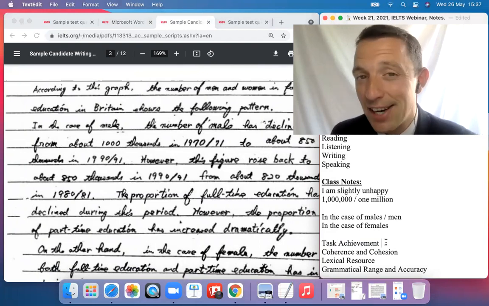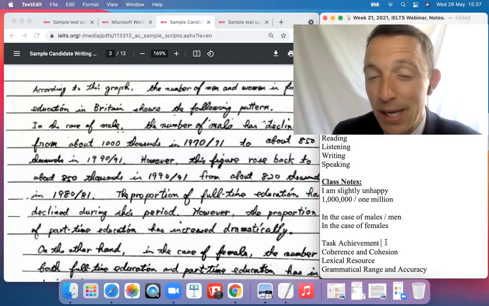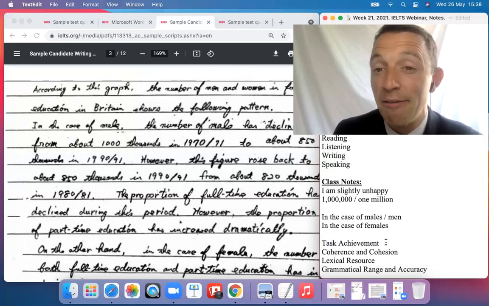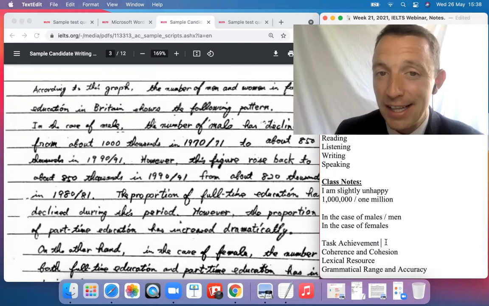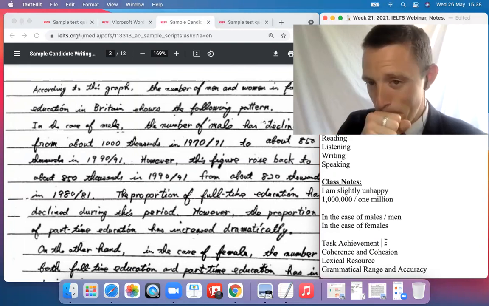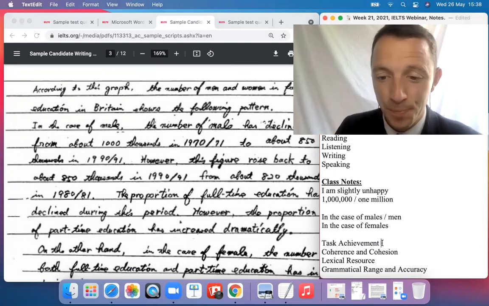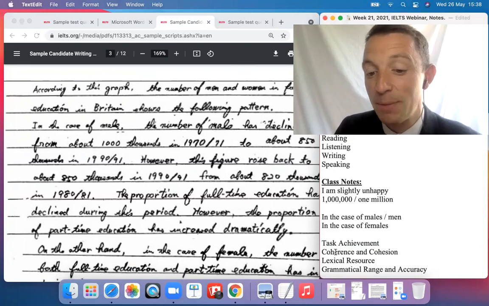So you really need to specifically answer the question that is given. I think the student speaks about the main features. I think they summarize a little and make a few comparisons, but probably they could do a little bit more in relation to that point. So that would be for task achievement.